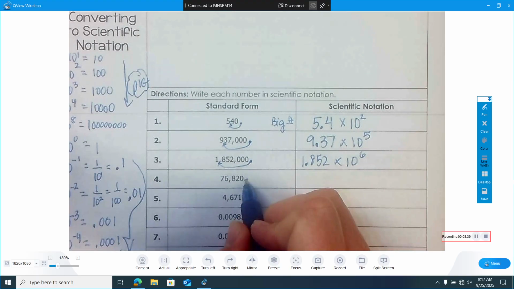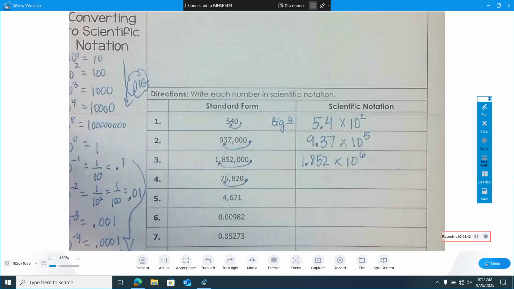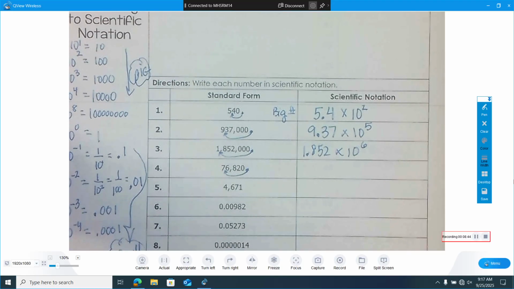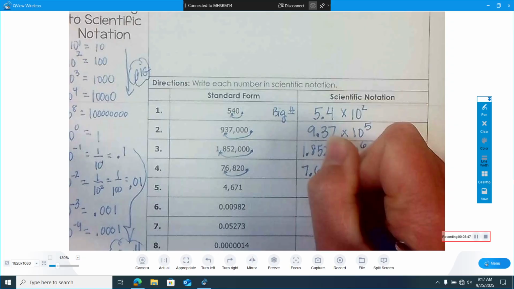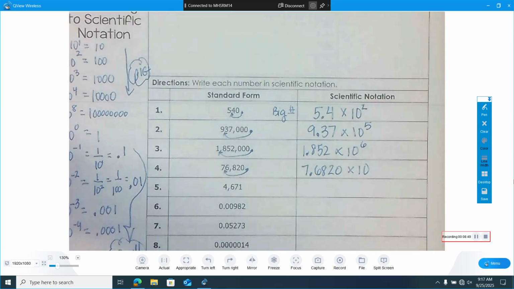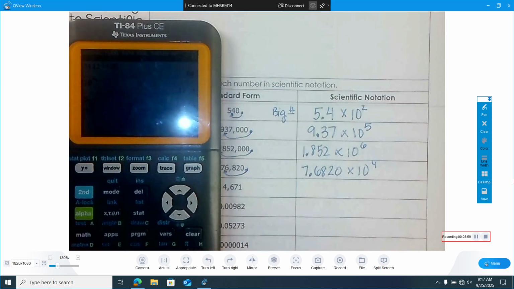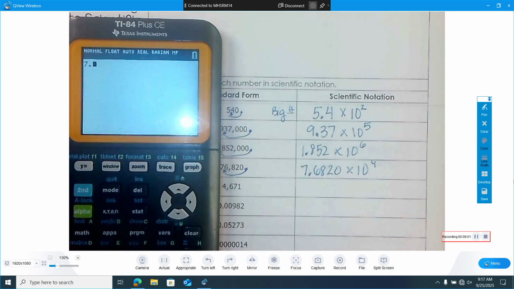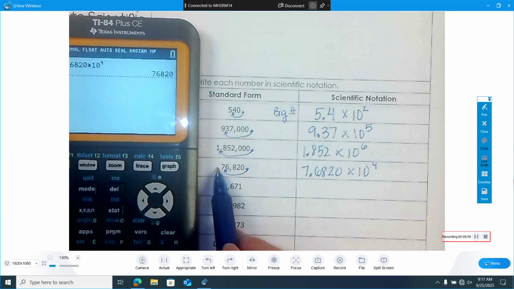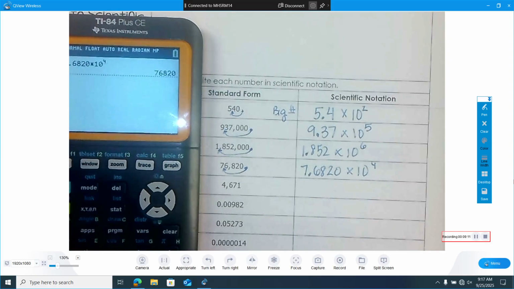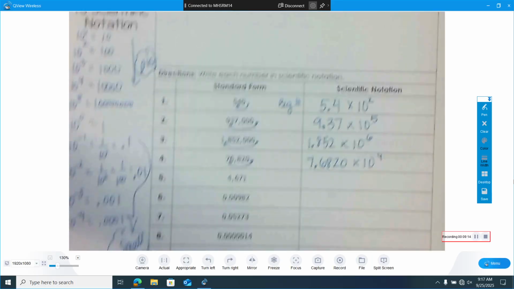Fantastic. Let's take that decimal and move it between the 7 and the 6. All right, that's going to be 7.6820 times 10 to what power? 4. Very good. And again, maybe we don't know. Maybe I'm not sure. Can we check our answers? 7.6820 times 10 to the 4th. There we go. 7, 6, 8, 20. Hey, that looks perfect. Okay. So check your answers. That is just great.